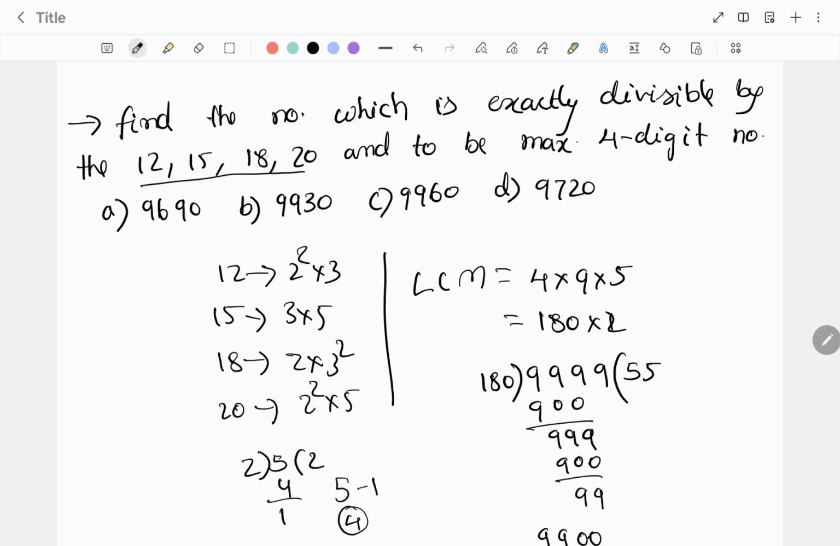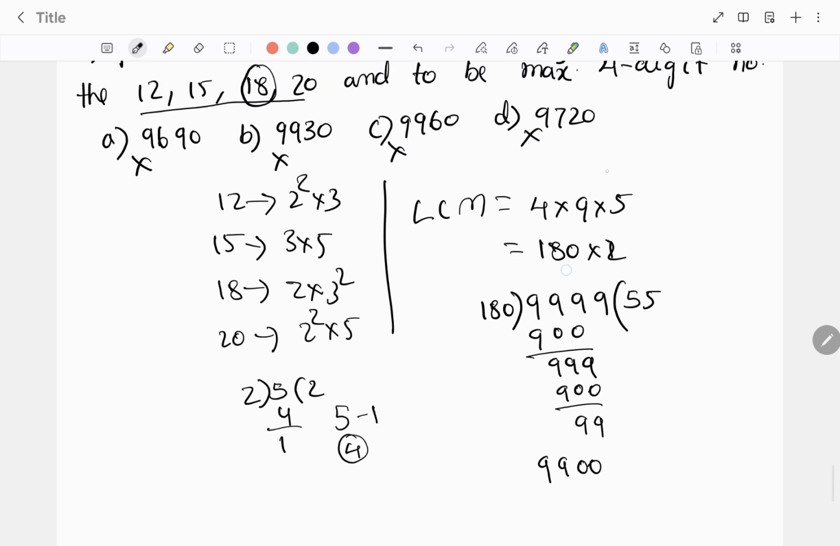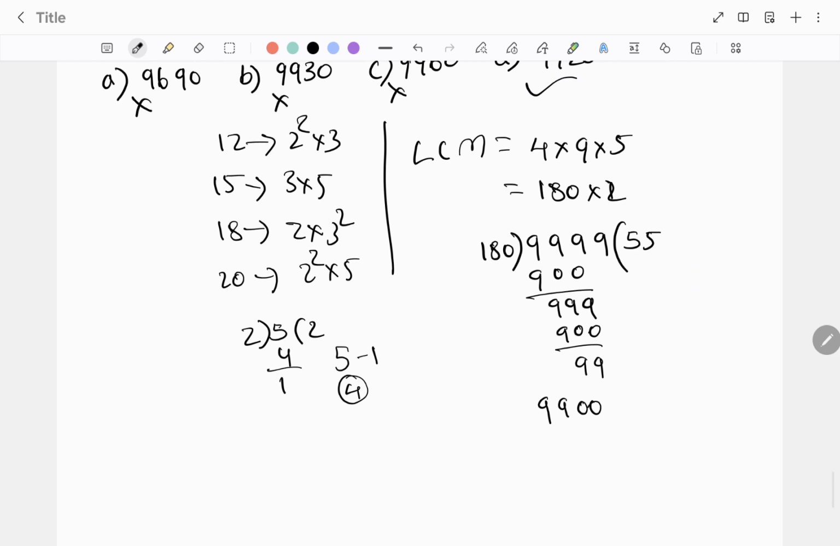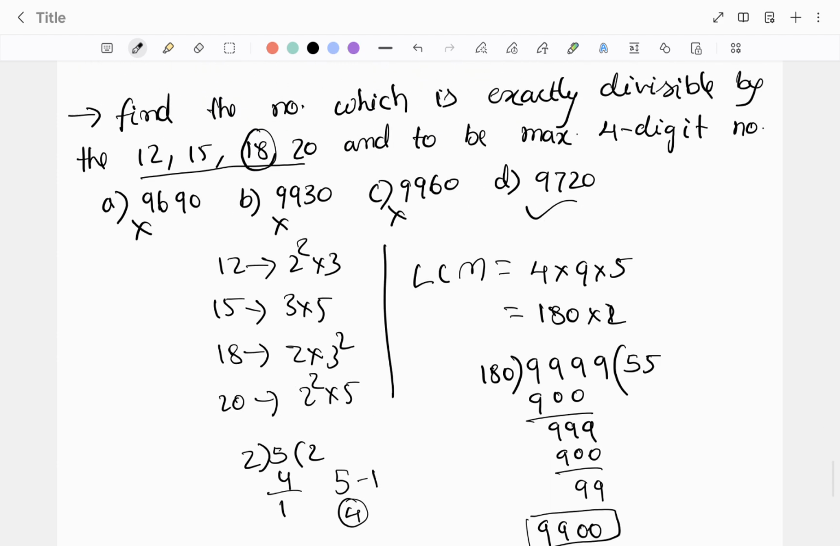Then in that case, see here, the number 18 is there. 18 is divisible by 9. So among the numbers, which number is divisible by 9? This is not, this is not, this is not, this is not. Yes, 9720 is divisible by 9. How? See this. If you subtract 180, it gives 9720. It means actually the maximum multiple should be 9900, but among the options it is not there. So we need to go with the options. See, they are asking among the 4 options. Okay. The next question.